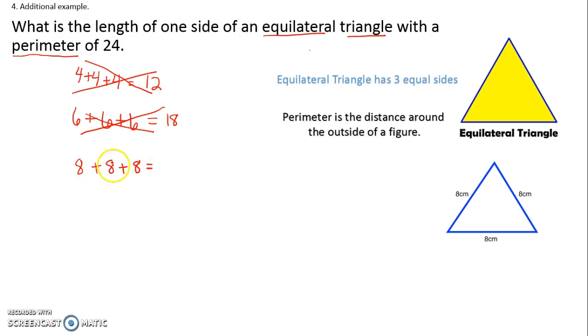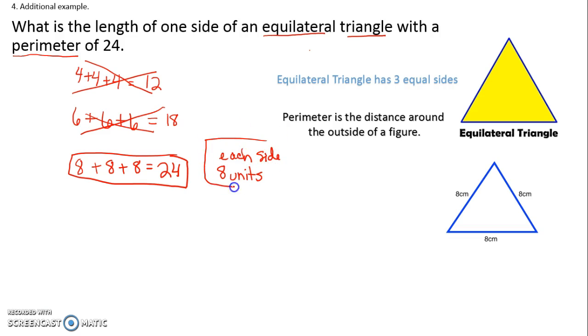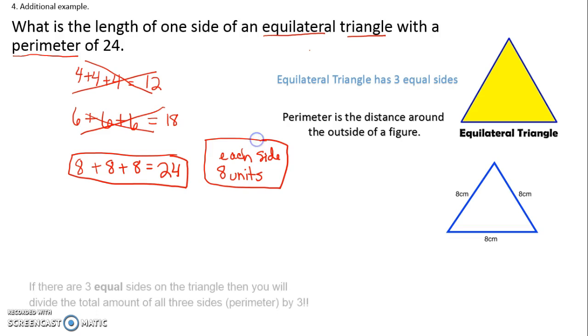8 plus 8 plus 8. 8 plus 8 is 16, and 8 more is 24. You'd show a correct check and say, okay, each side is 8 units long. Because that's what they want, the length of just one side. So one side would be 8 units long. But Mrs. Connor actually tells you a very quick, easy way to handle this problem.